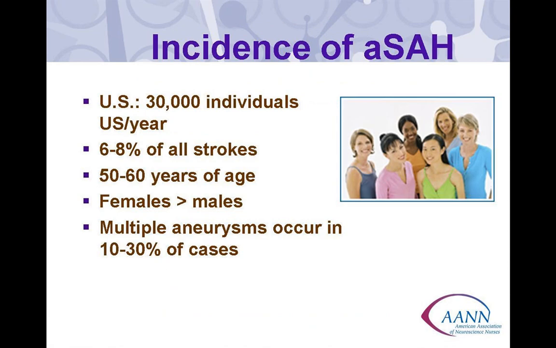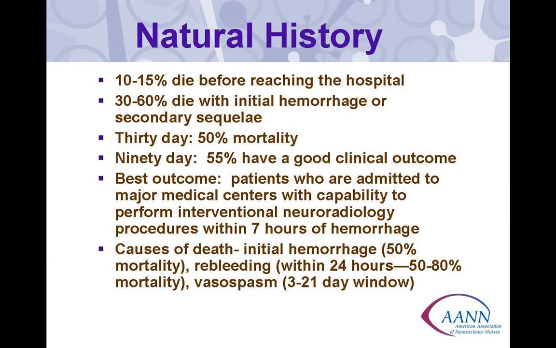10 to 15% of these patients die before reaching the hospital. 30 to 60% die with the initial hemorrhage or secondary sequelae. At 30 days, there's a 50% mortality, and then at day 90, 55% of the patient population have a good clinical outcome. The best outcome for patients is ones that are admitted to major medical centers with the capability to perform interventional radiology procedures within 7 hours of hemorrhage.